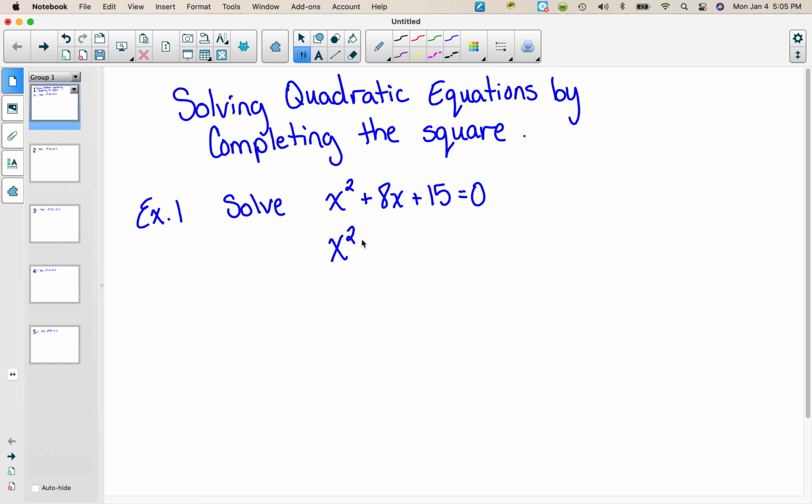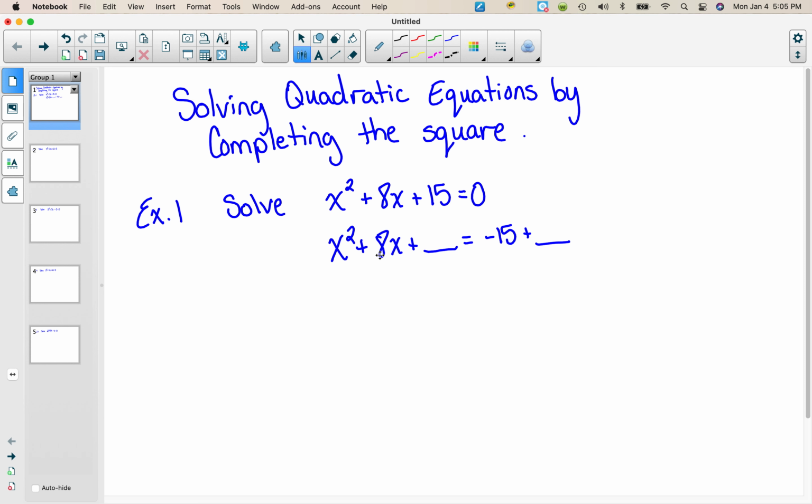So I'm going to write this as x squared plus 8x plus blank, I'm leaving a blank to complete the square, equals negative 15 plus blank. So I just subtracted 15 from both sides. Then we're going to take the middle term. We are going to complete the square here. We need to turn this into a perfect square trinomial.